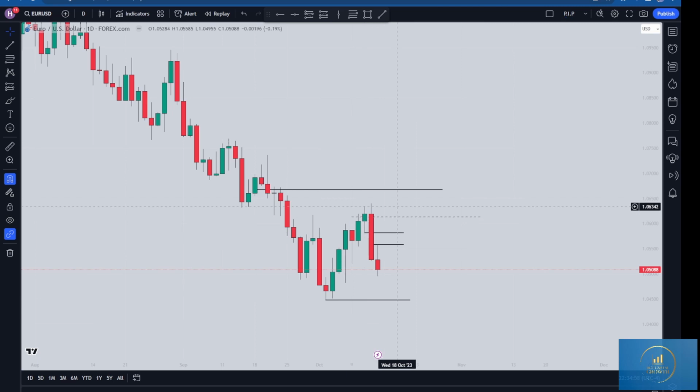And that's what I have for the dollar index and the euro US dollar for this week's forecast.